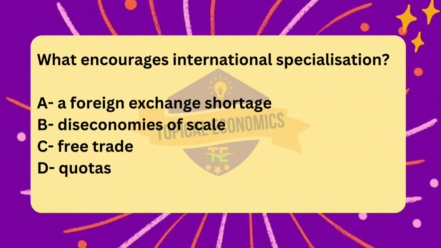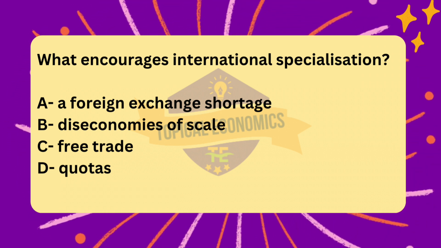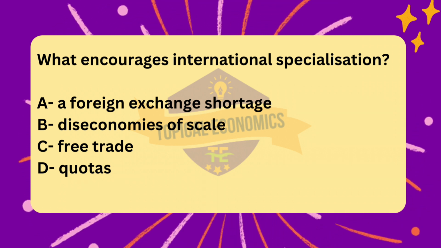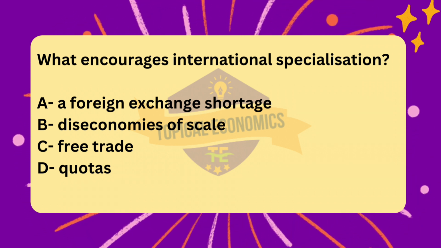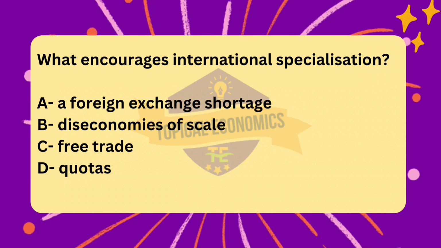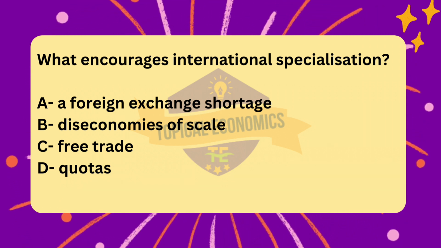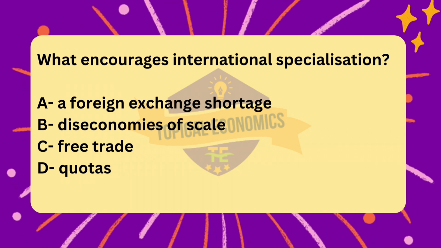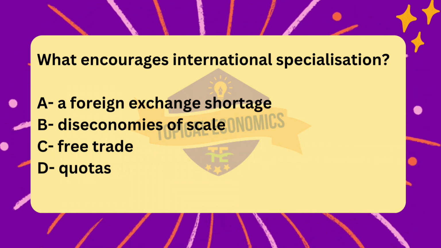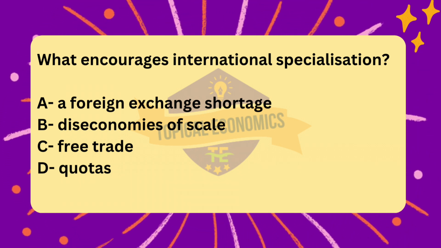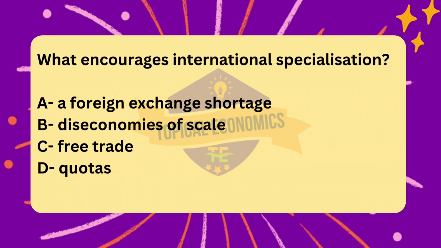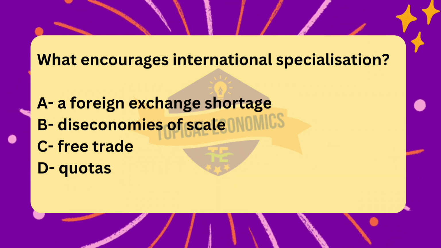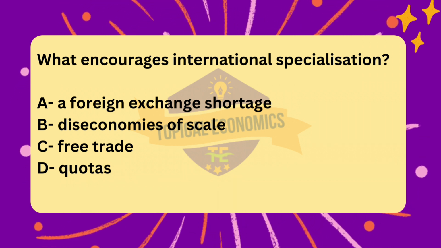Free trade encourages international specialization because it removes barriers to trade, such as tariffs, quotas, and subsidies, allowing countries to focus on producing goods and services in which they have a comparative advantage. When countries can trade freely, they can specialize in the production of certain goods and exchange them with other nations, which enables more efficient global resource allocation. This leads to higher productivity, lower costs, and increased overall economic welfare.